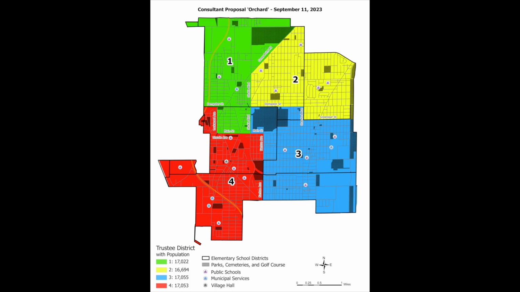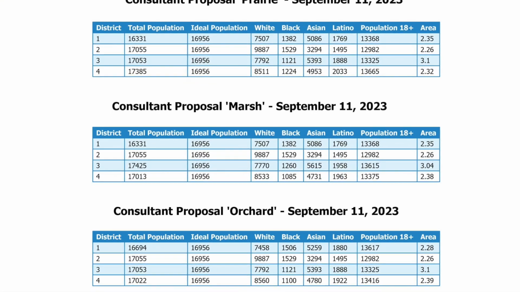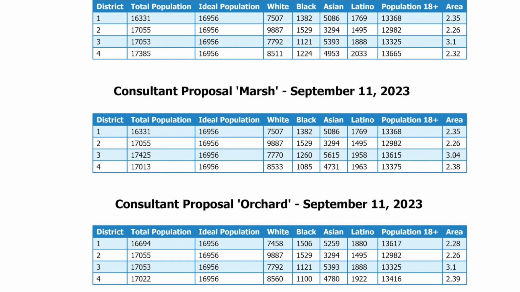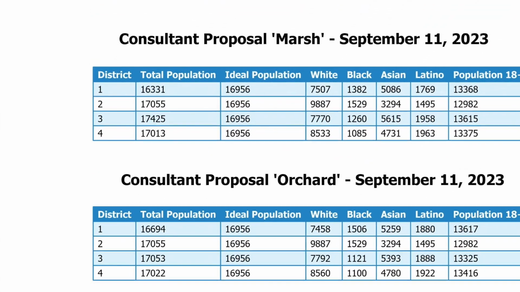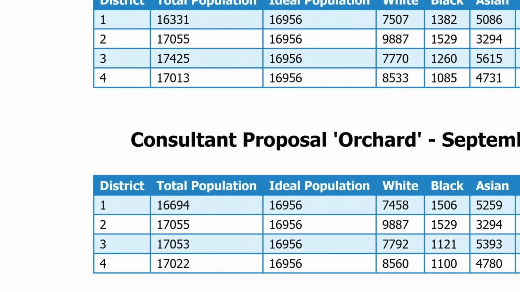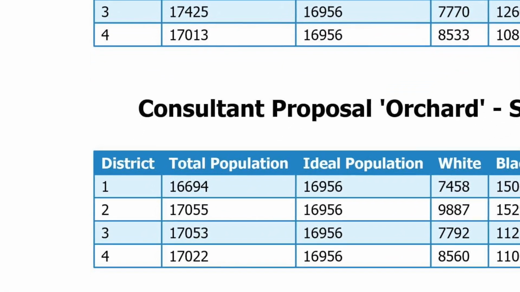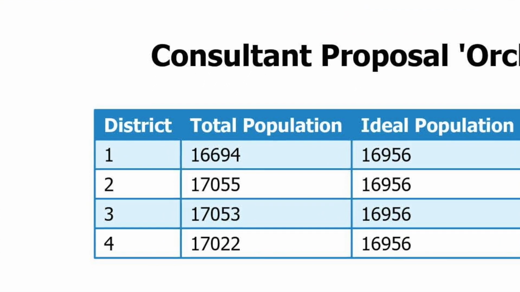So the Orchard proposal is the one that comes closest to being a preferred map along basically two avenues of thinking. If you look at population alone, this is the closest to perfect compared to the other two maps. And so from a population standpoint, it closely divides Skokie into equal parts.